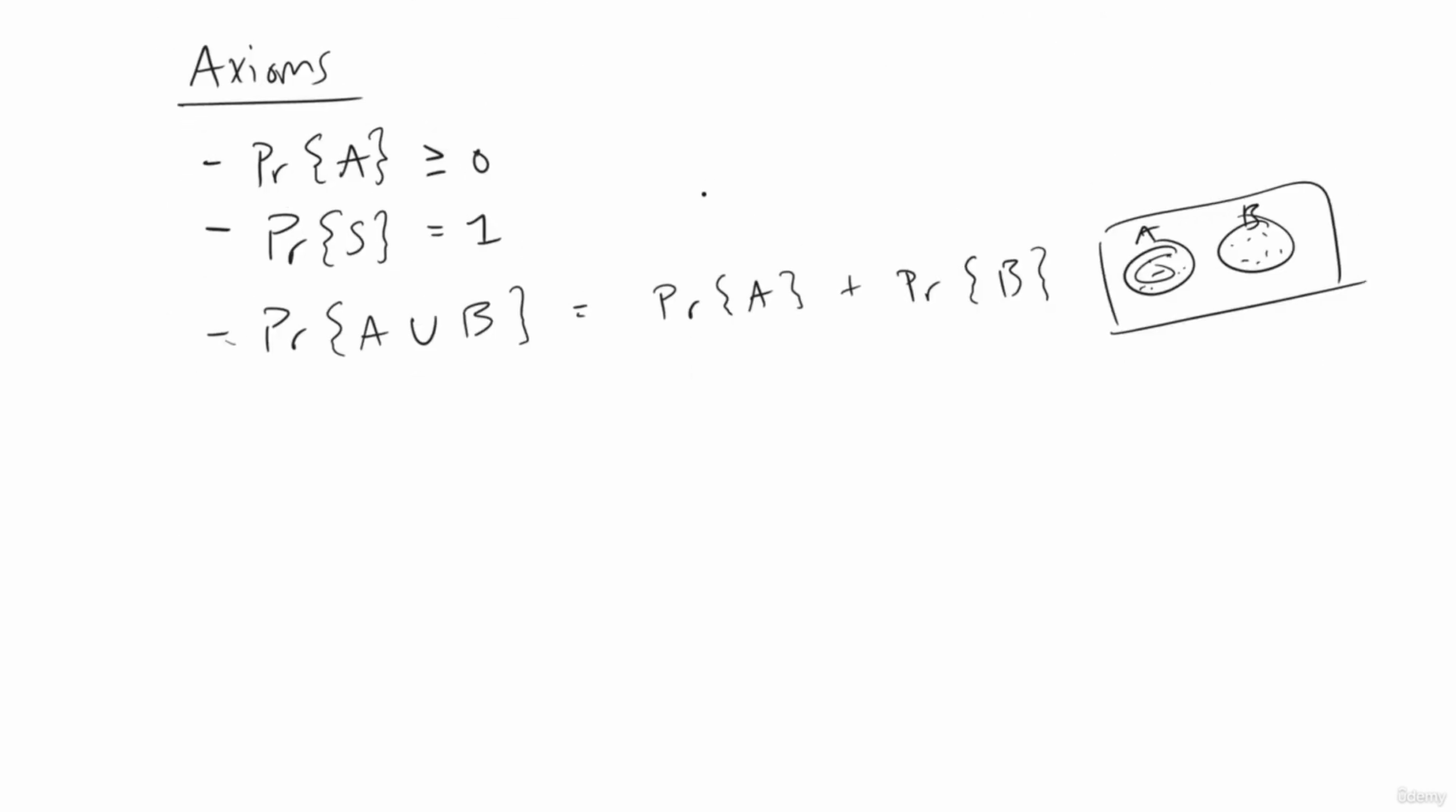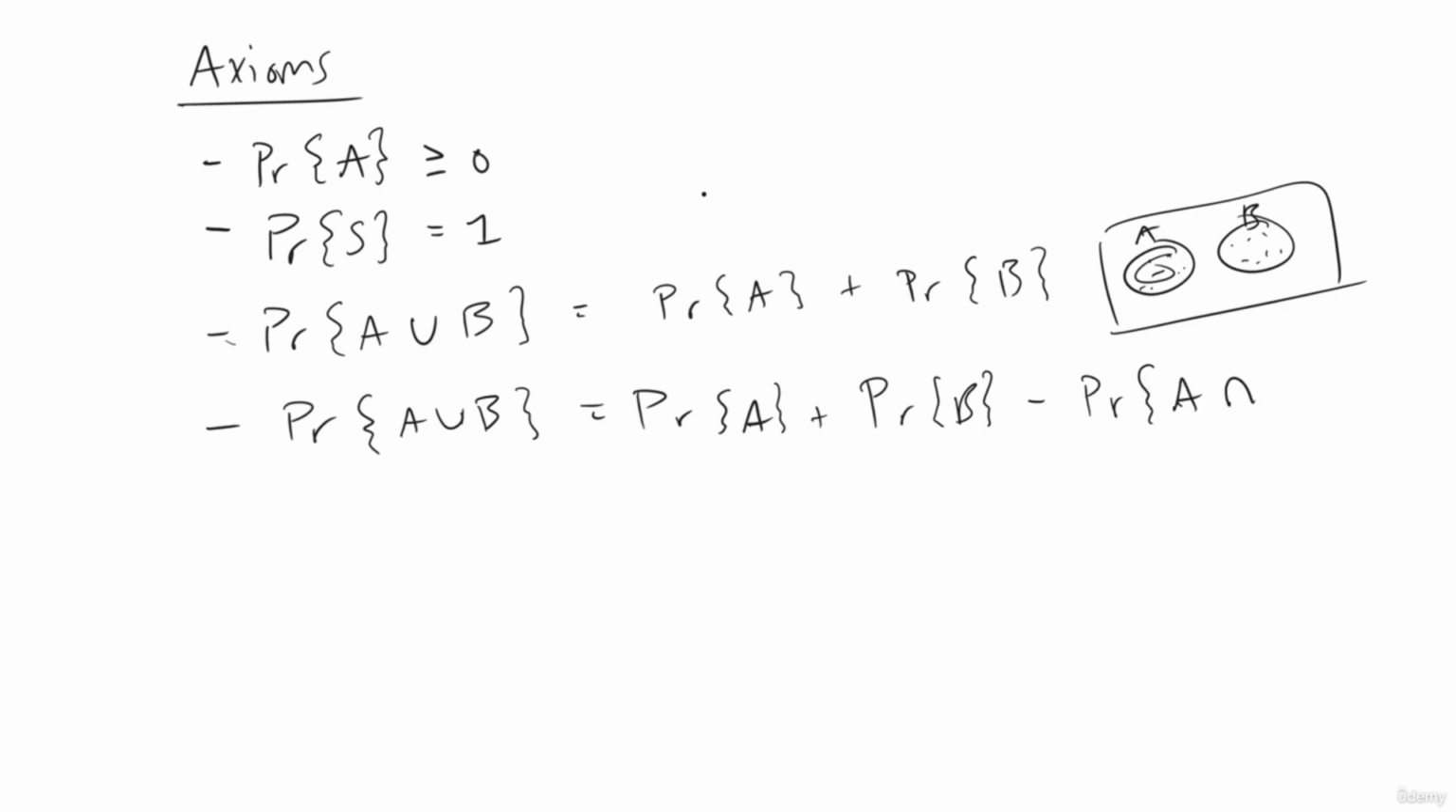Likewise, you can imagine that the probability of the union of two events that do overlap is going to be equal to the probability of the first one plus the probability of the second one minus the probability of their intersection, right?